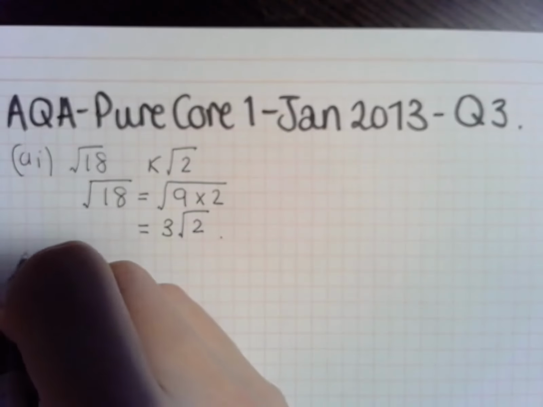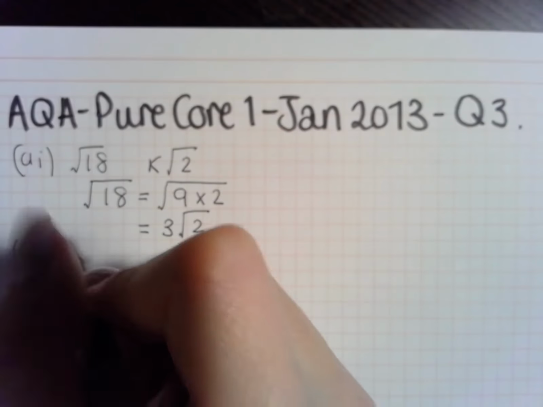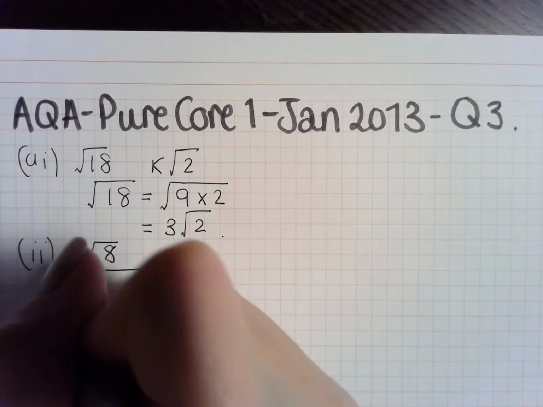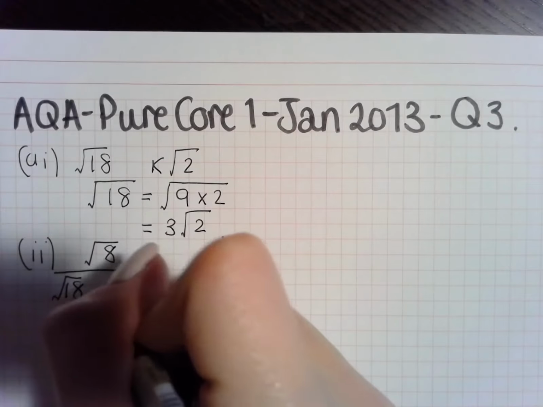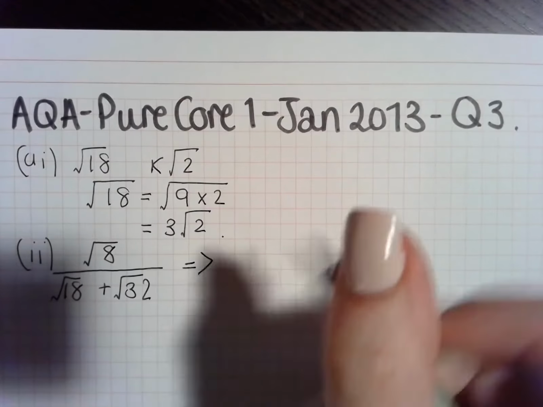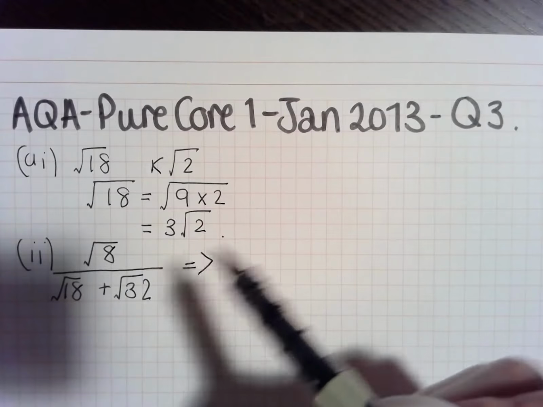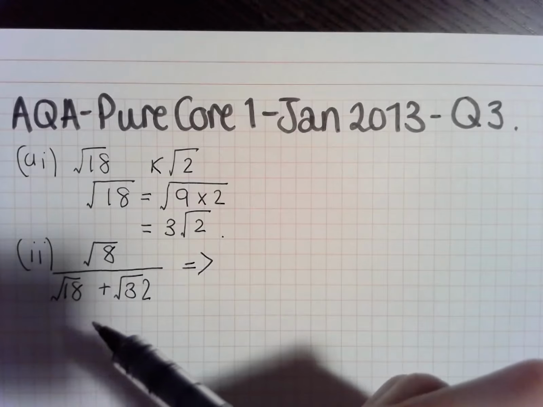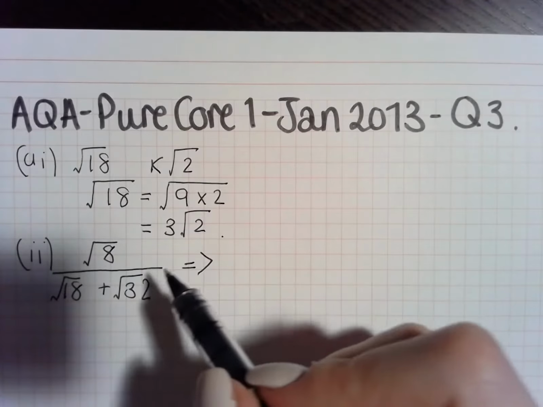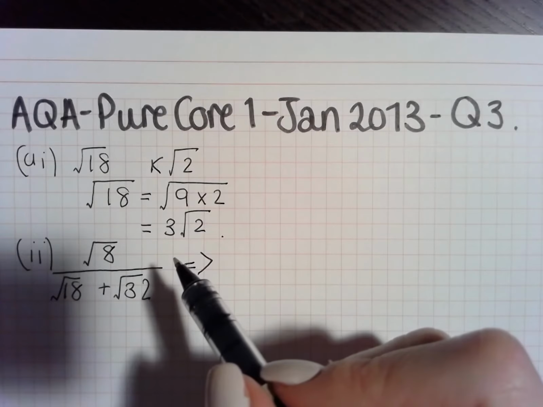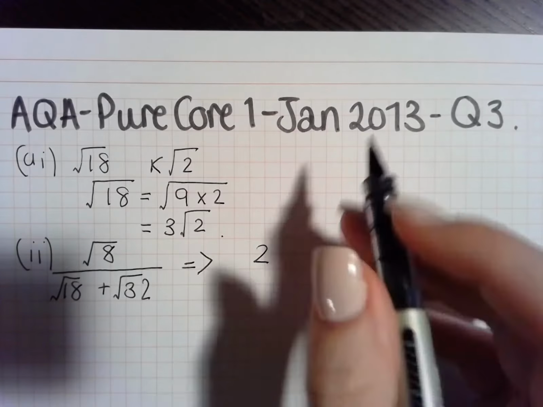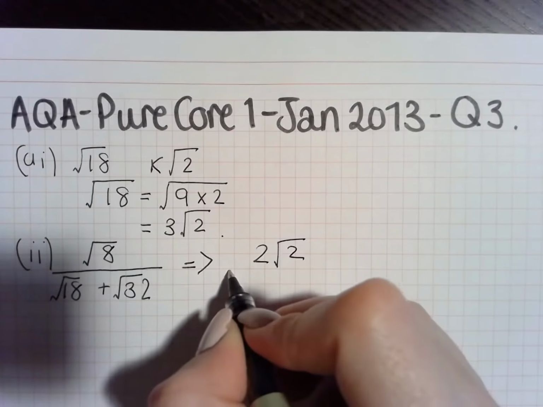Okay, so part a(ii) is simplify root 8 divided by root 18 plus root 32. I think the reason it did this in the first part is because it's hinting for the second part. So this wants you to turn this all into root 2's, which isn't a very technical way to put it. So root 8 is 2 root 2, just done in the same way as above.